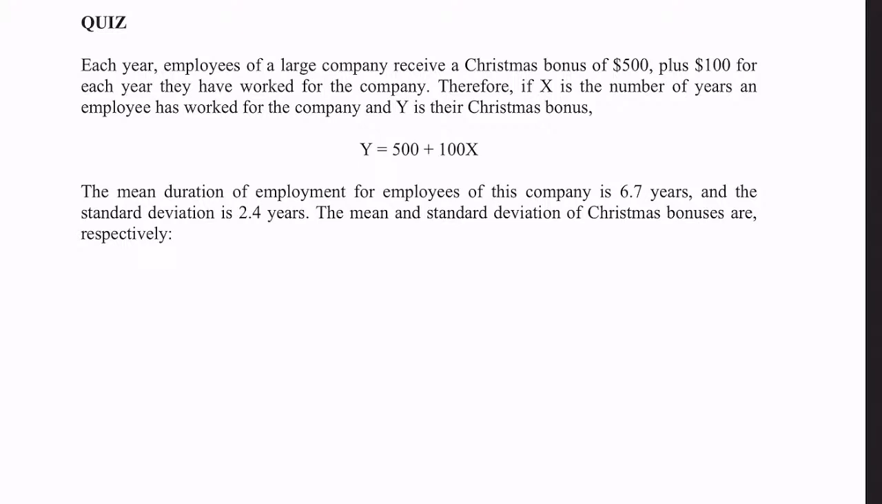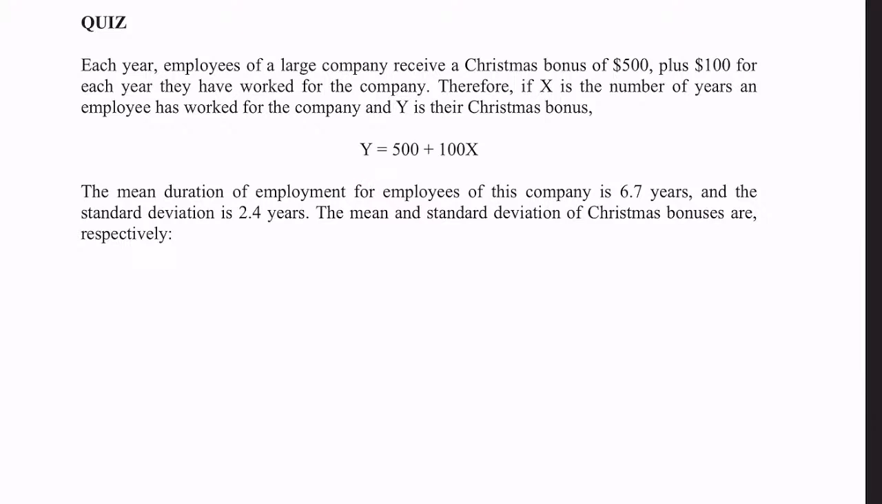So the idea of the rules of mean and variances is to take a distribution that we know about, X, the number of years an employee has worked, and translate it into a new variable that we don't know about. Well, because we know X, we actually do know about it. And I'll show you how, okay?